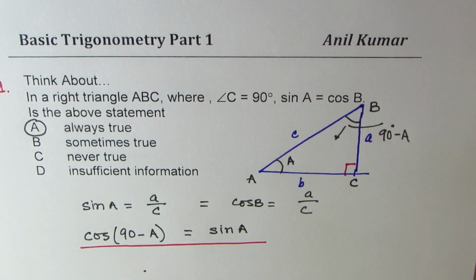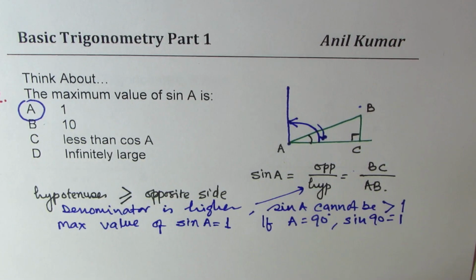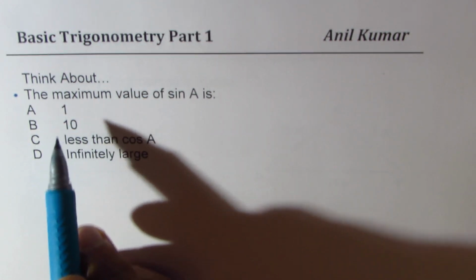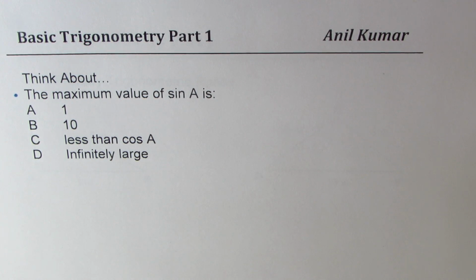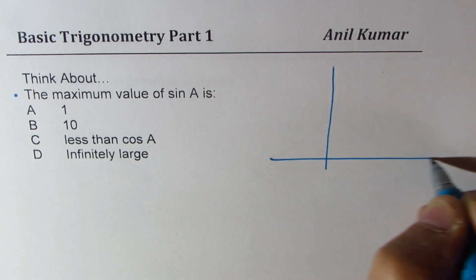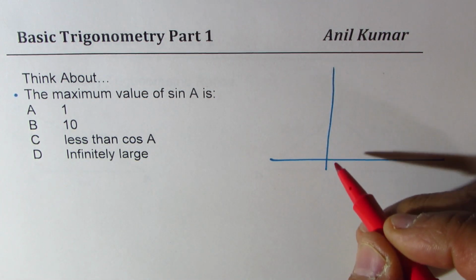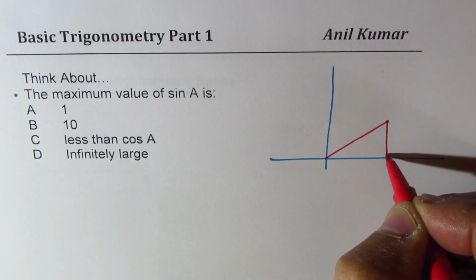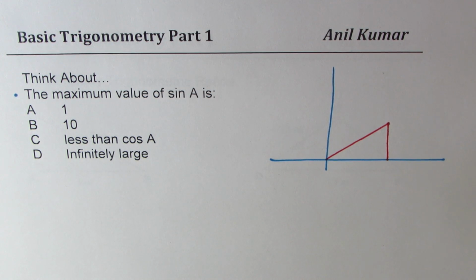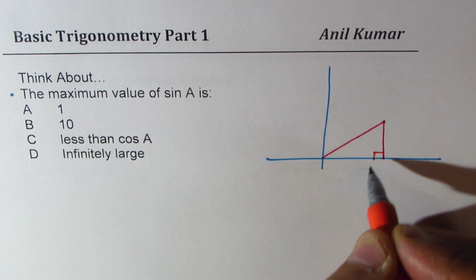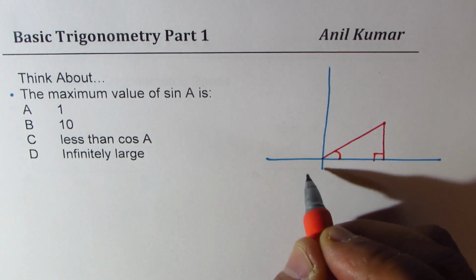Now let me take another thinking question. The question here is, the maximum value of sine A is 1, 10, less than cos A, or infinitely large. To answer this question, let us look at our right triangle, right? So whenever we're talking about these trigonometric ratios, it is a good thing to always consider these right triangles. So in this right triangle, we have 90 degrees right there, and we talk about this angle A.